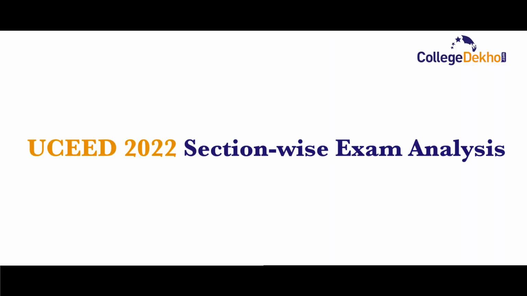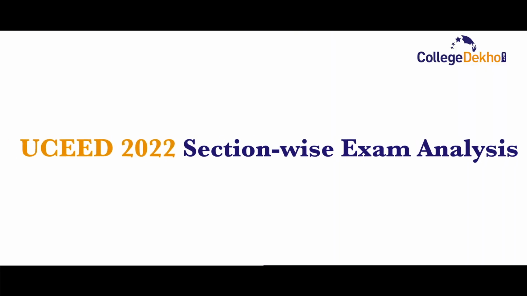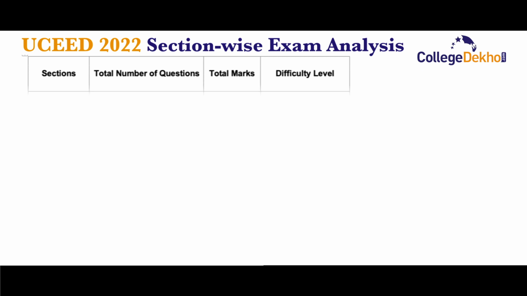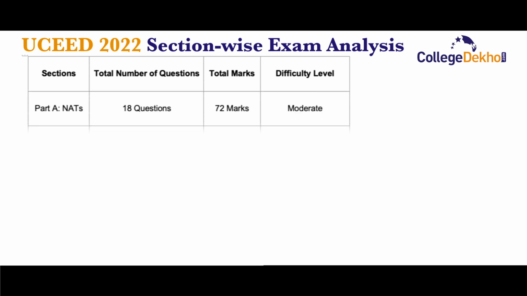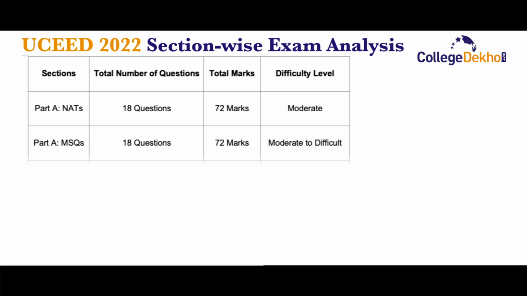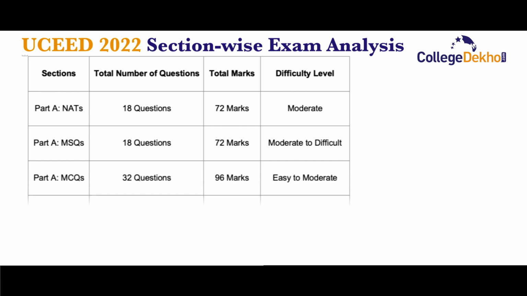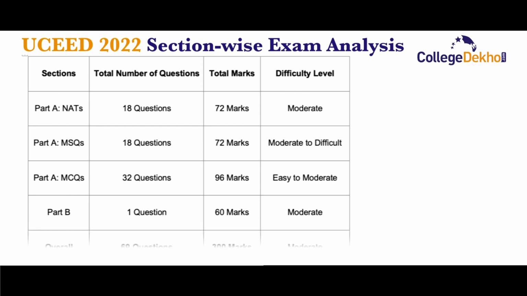Now let's look at the UC 2022 section-wise analysis. Part A had 3 sections: NATs, MSQs and MCQs. The total number of questions in NATs and MSQs were 18 and the total number of questions in MCQs was 32. The total marks for NATs and MSQs section was 72 and the total marks for the MCQ section was 96. The difficulty level of NAT was moderate, the difficulty level of MSQs was moderate to difficult, and the difficulty level of MCQs was between easy to moderate.